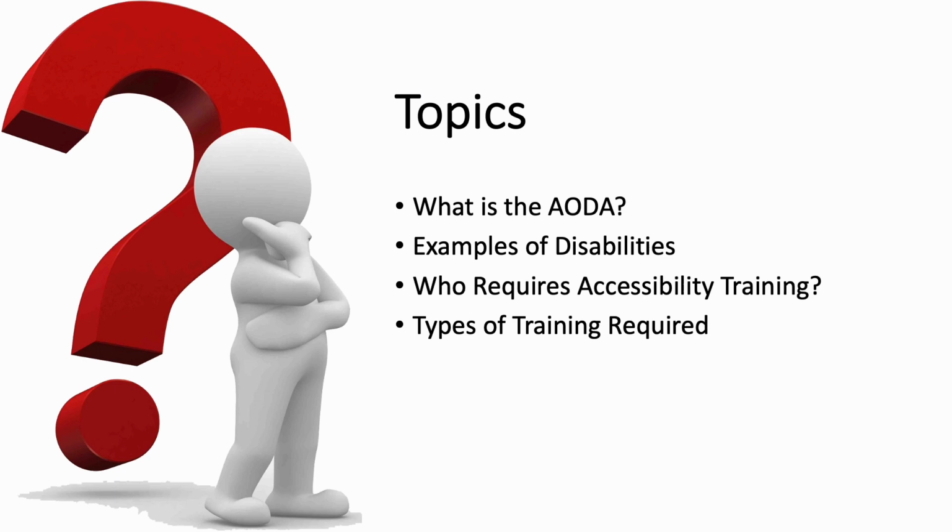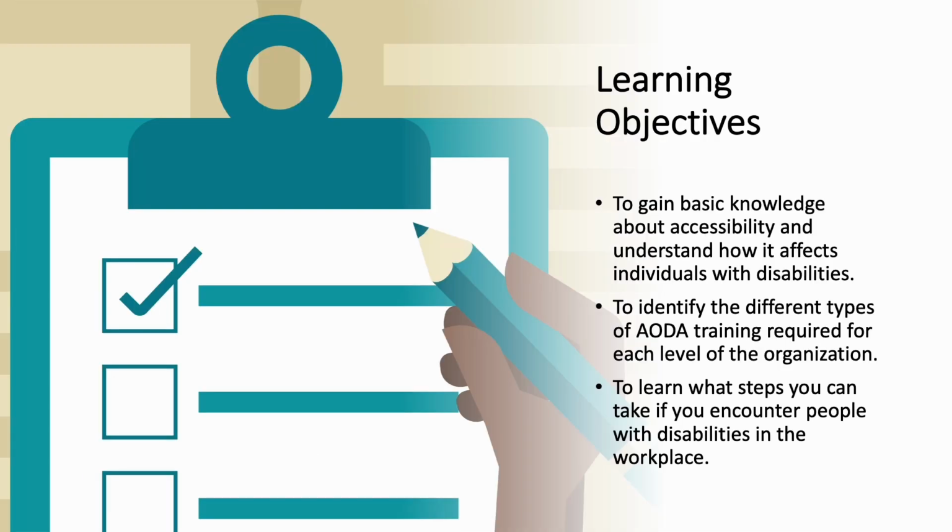Before starting, let's review today's agenda. What is the AODA? Examples of disabilities, who requires accessibility training, and the types of training required. Today's training should help you achieve the following objectives: gain basic knowledge about accessibility and understand how it affects individuals with disabilities, be able to identify the different types of AODA training required for each level of the organization, and learn what steps you can take if you encounter people with disabilities in the workplace.